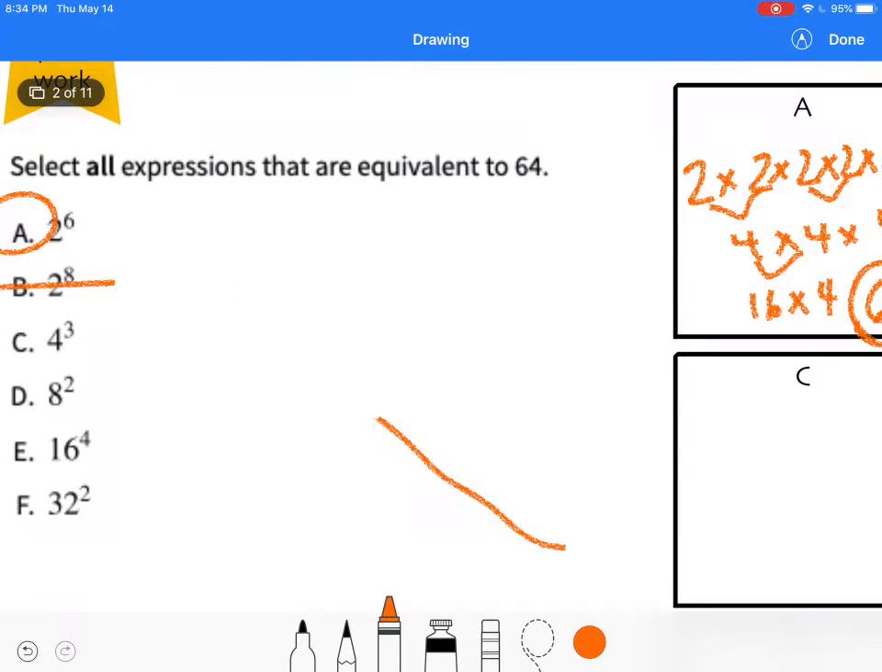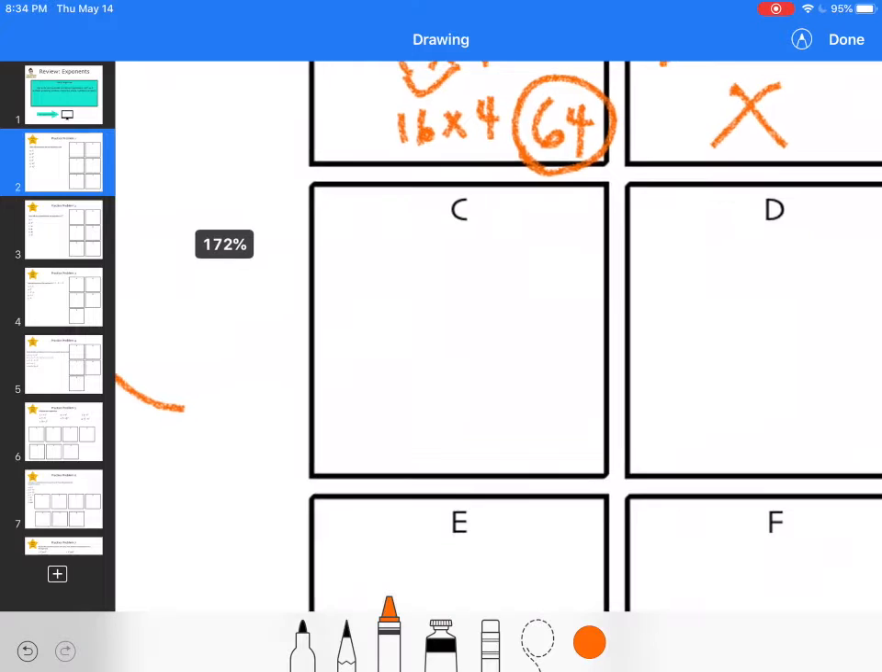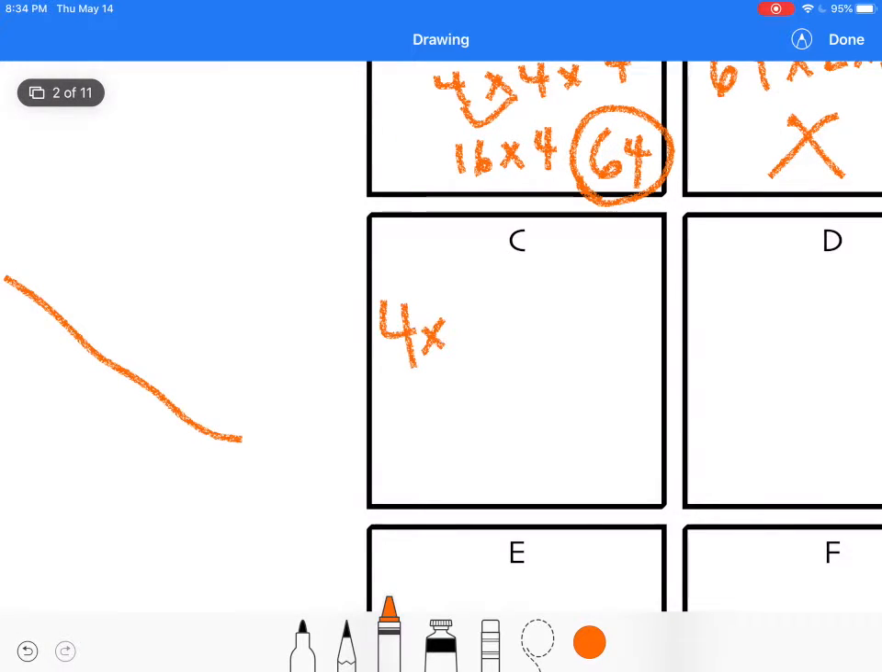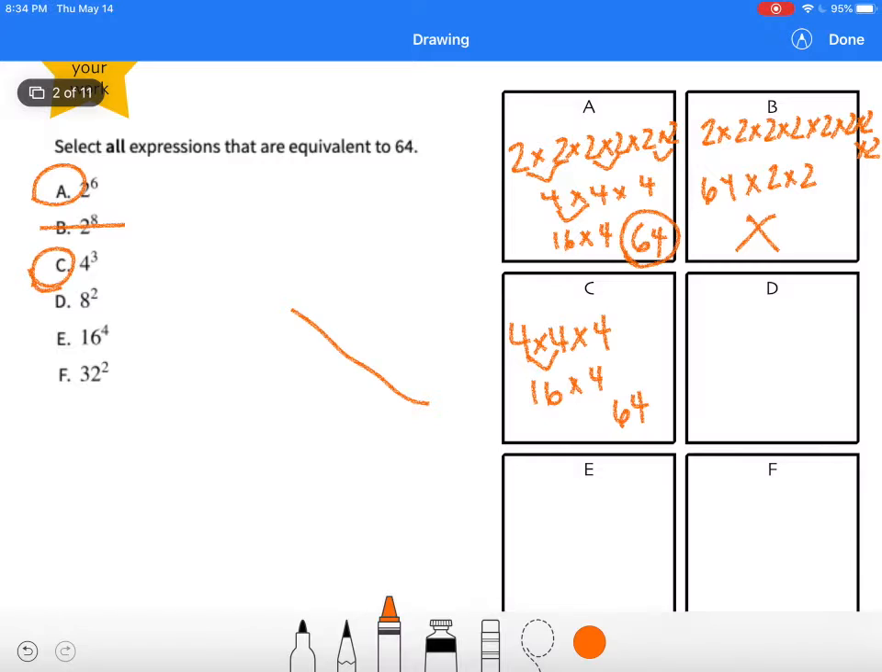C is 4 to the 3rd power. So that would be 4 times 4 times 4. So 4 times 4 is 16. 16 times 4 is 64. So C is good. 8 squared is going to be 8 times 8, which is 64.